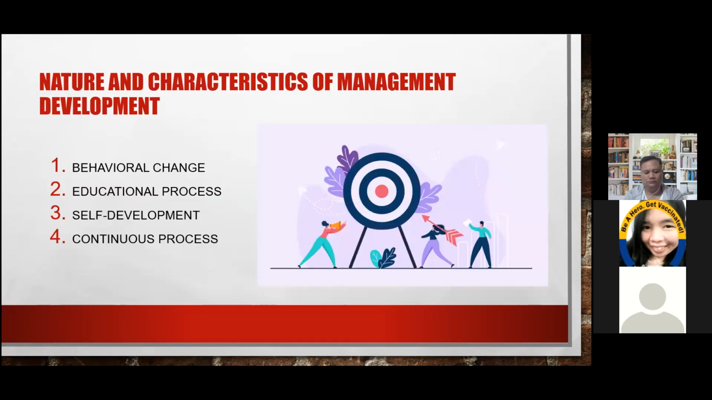The nature and characteristics of management development. Number one is the behavioral change. The management development process focuses on the change in managers' behavior. This change implies that there will be a change in knowledge and attitude of managers going under development programs. Number two is the educational process. Management development is an educational process rather than training.